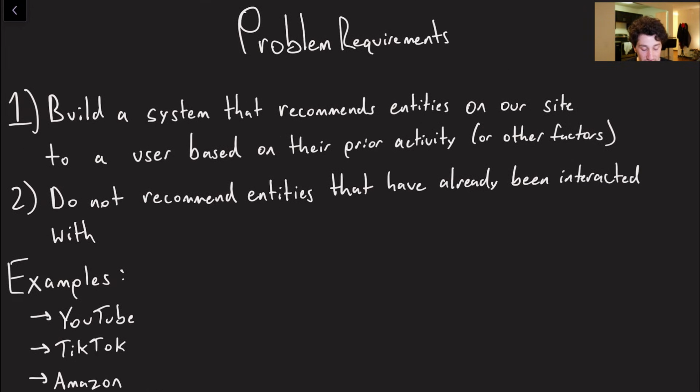So number one is going to be that we want to recommend entities. The reason I'm using the term entity is because, again, this is a generalizable thing. An entity, if this were YouTube, would be a video. An entity, if this were Amazon, would be a product. And another thing that we want to do is make sure that if we are making recommendations, that we're not recommending entities that a given user has already seen. Cool. So like I mentioned, examples are YouTube, TikTok, and Amazon.